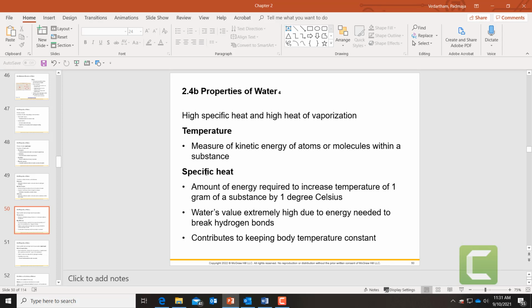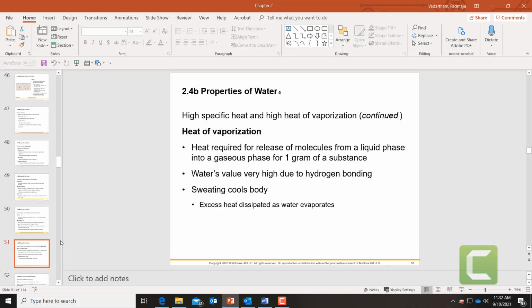Water has the highest specific heat because as the energy is taken to break the hydrogen bonds, they keep reforming because the molecules are constantly in motion. So it takes a lot for water molecules to break those bonds and escape as a gas. So this contributes to keeping the body temperature constant.